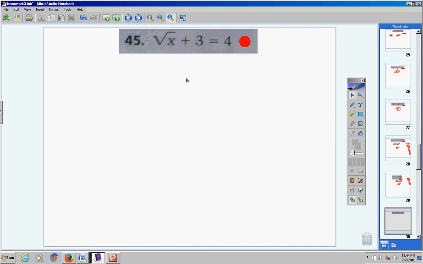Alright, now, 45, 47, 49, and 51, we are solving equations. Solving radical equations. So, here we go. Step 1, isolate the radical. So let's bring the 3 over. And when we do, it becomes a negative 3. So we're left with 1. Next step, eliminate the radical. Well, if this is a square root, then I'm going to raise this side to the second power. If I raise one side to the second power, I'll raise the other side to the second power. When you square a square root, you're left with an x. When you square a 1, you're left with the 1.